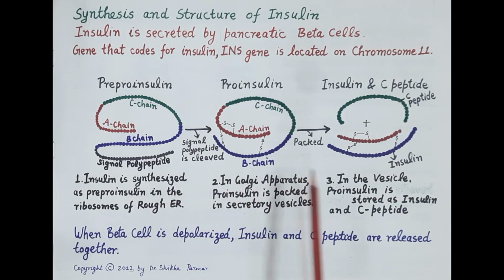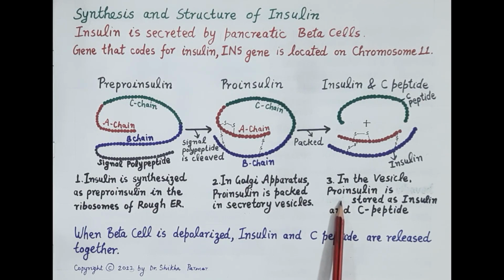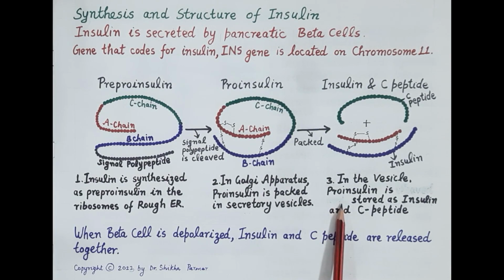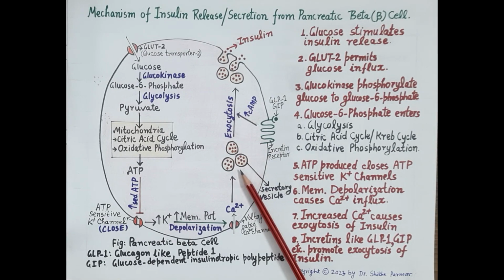Now, when a beta cell is depolarized, insulin and C-peptide are released together from the secretory vesicles stored in the beta cell. Now, let's see how insulin is released in the blood when beta cells are depolarized. Let's understand the mechanism by which insulin is secreted from the pancreatic beta cells. Insulin is found stored in these secretory vesicles.